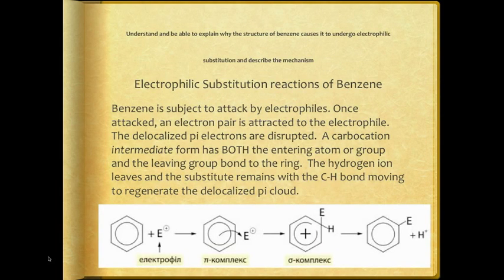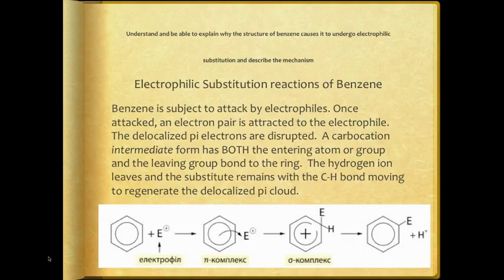Understand and be able to explain why the structure of benzene causes it to undergo electrophilic substitution. Well, we talked about nucleophilic substitution when we talked about acyl chlorides, now we're going to talk about electrophilic substitutions in benzene.